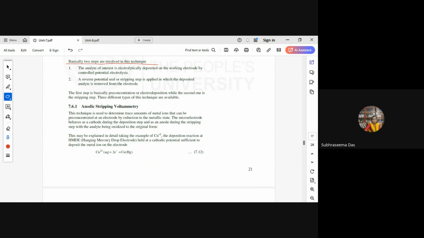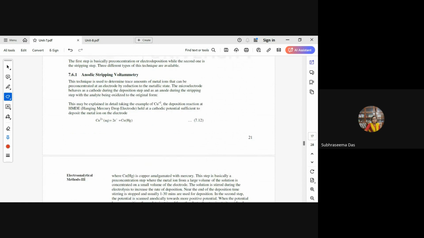So we'll start with ASV, that is anodic stripping voltammetry. This technique has been used to determine very minute amounts of metal ions by reduction to their metallic state. The microelectrode that is taken here behaves as a cathode during the deposition step and as an anode during the stripping step, while the analyte is being oxidized to its original form. So let us take the example of Cu2+.